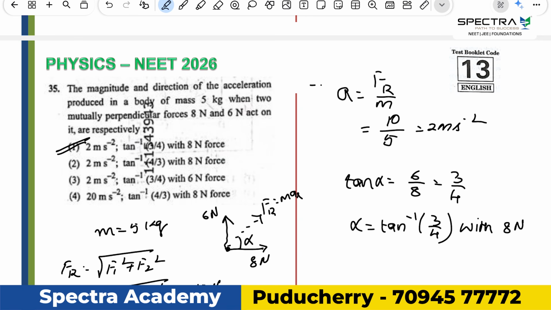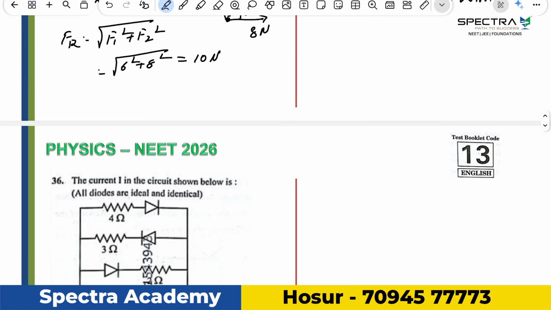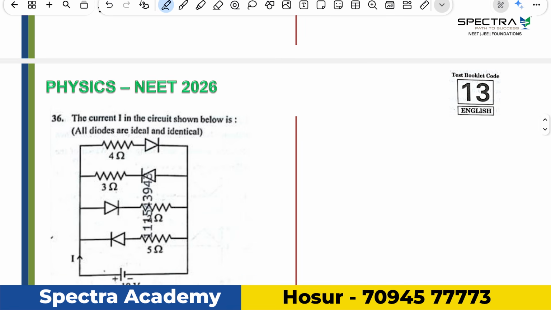I hope you are understanding each and every point. So let us see the next question. How can we solve this? Observe the circuit diagram given in the question here. The current I in the circuit shown below is, we have to calculate what is the current in the circuit.